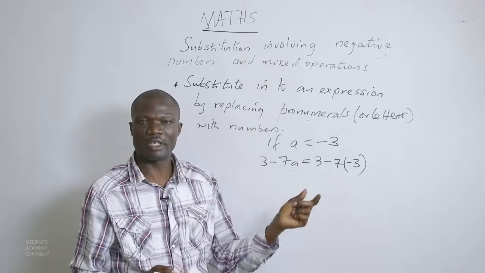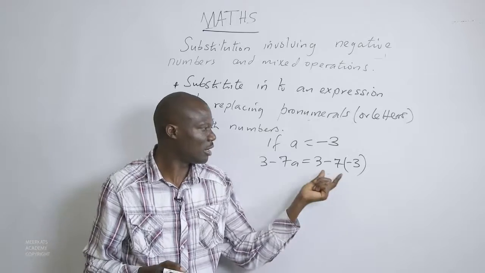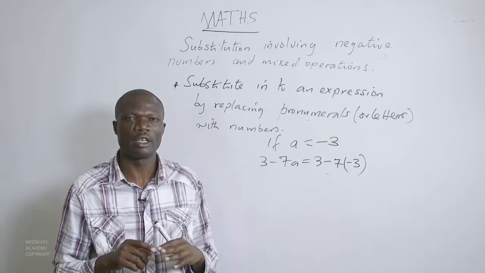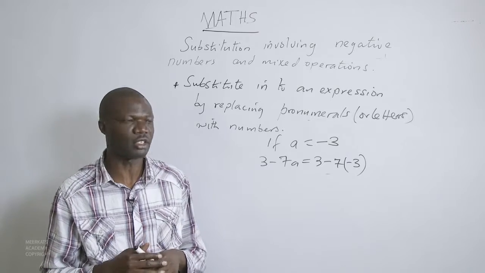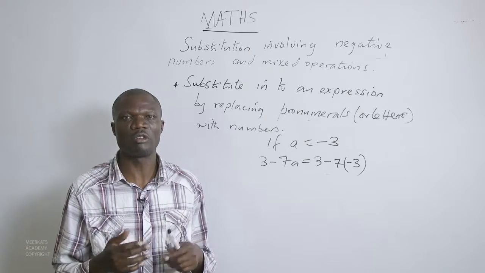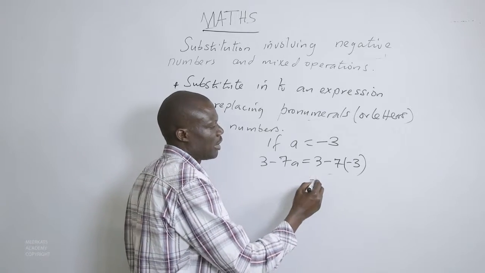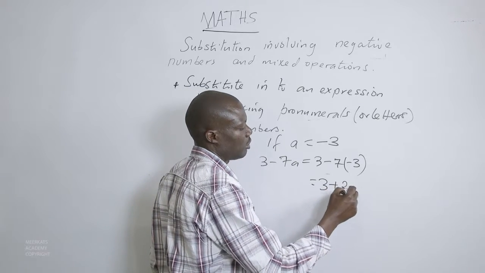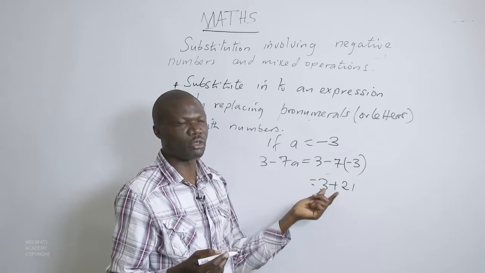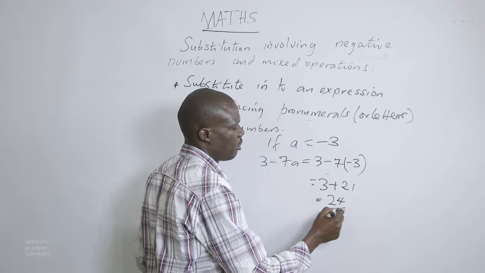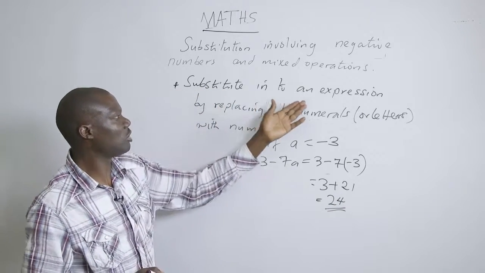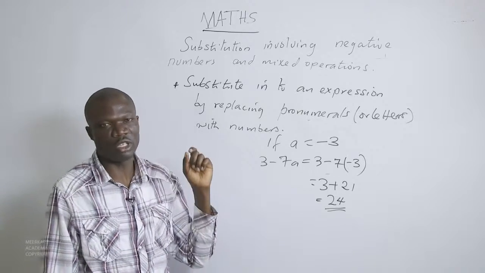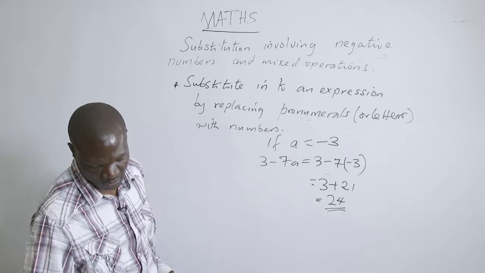Now, this is where the rule of integers applies when multiplying integers with the same signs, like negative and negative: both of them give us a positive. So negative 7 multiplied by negative 3 gives us positive 21. Therefore, it has been reduced to 3 plus 21, which gives us 24. So we substitute into an expression by replacing pronumerals, or simply letters, with numbers, and we have observed the rule of integers as we do the multiplication.